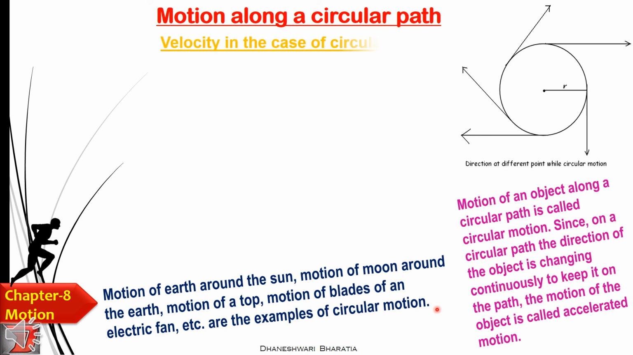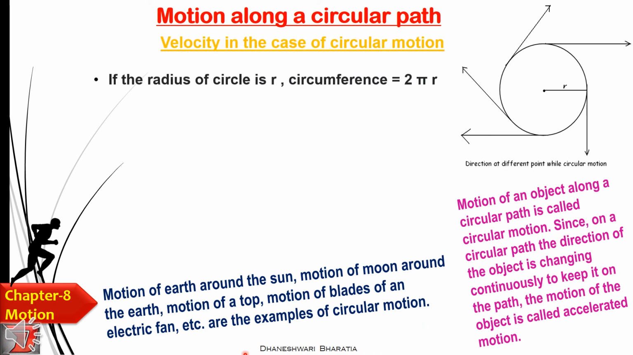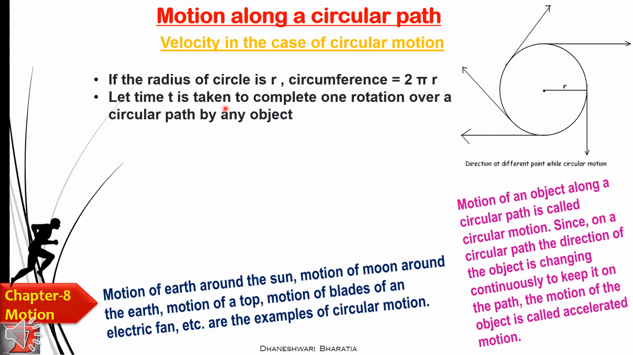Now let's see how to find the velocity in case of the circular motion. We know that the radius of the circle is r and its circumference is 2 pi r. Let the time t is taken to complete one rotation over the circular path by the object. Object को ले लो, मेरा एग्जाम्पल, मैंने यहाँ से स्टार्ट किया, और t टाइम में मैंने ये पूरा सर्कमफेरेंस कंप्लीट कर दिया, राइट.